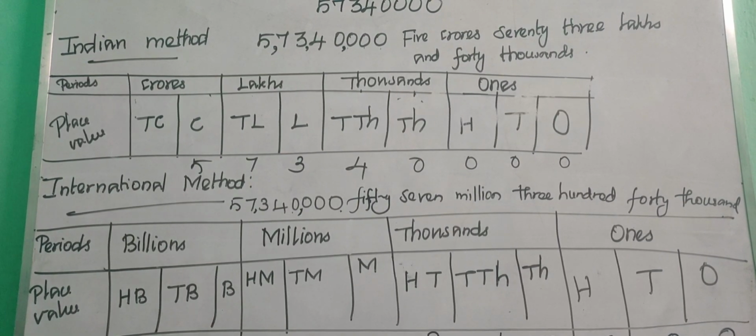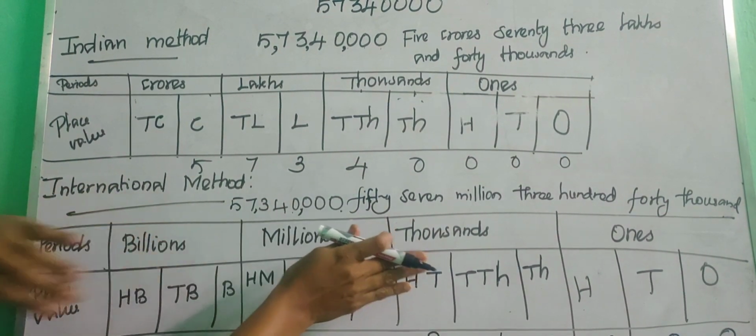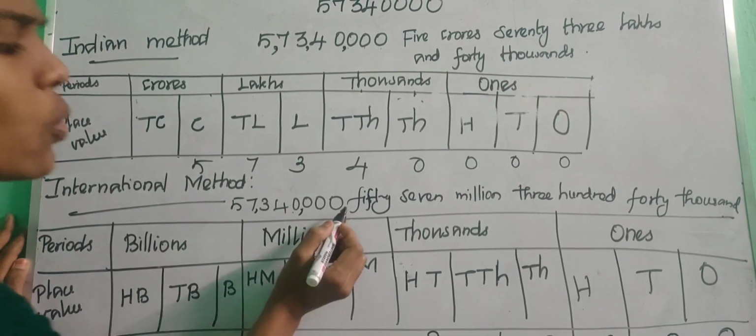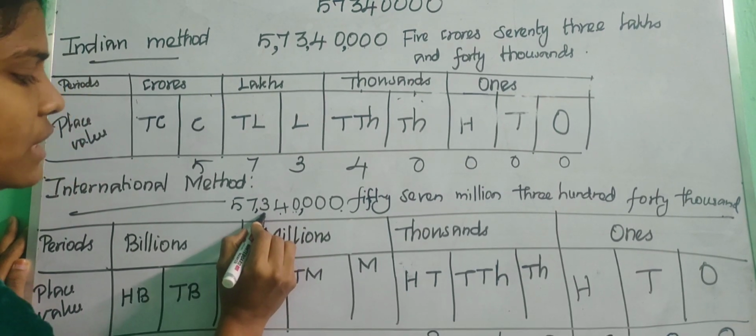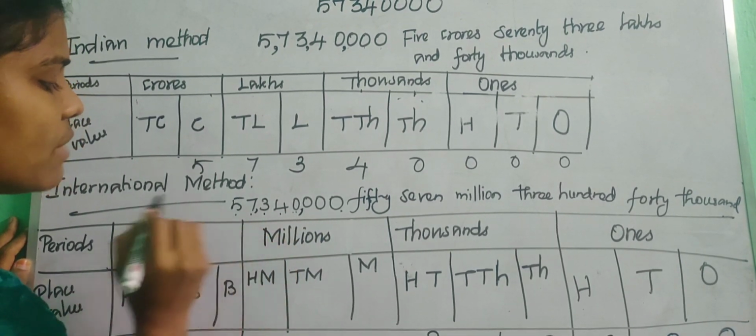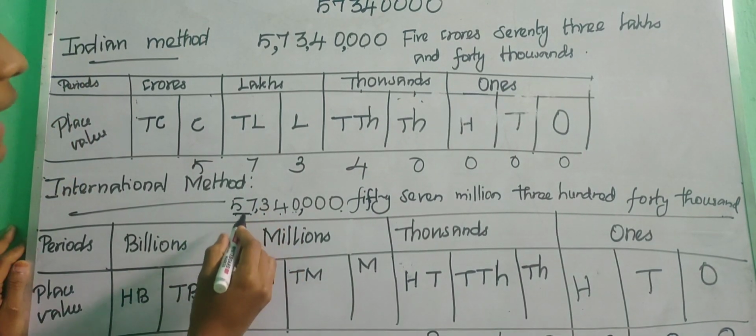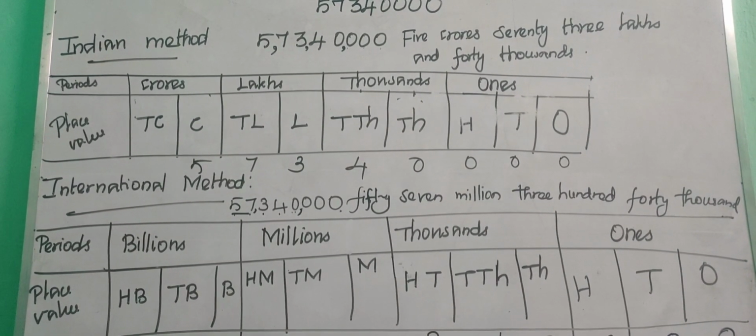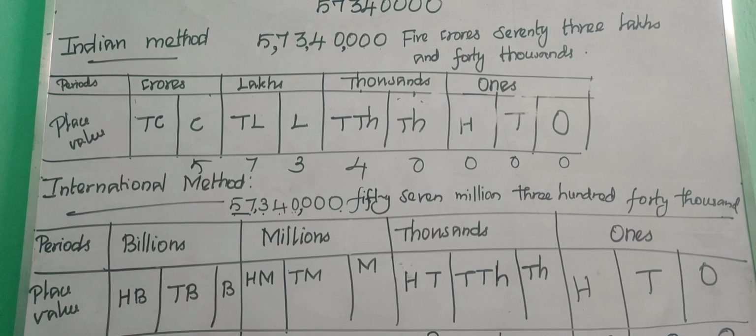So just read this number. If we need to find it without this place value chart, in the international method, how will we note the number? Ones, tens, hundreds, 1,000, 10,000, 100,000, and then million, 10 million. So we can find that it is 57 million, 340,000, okay children. Likewise, you need to check the numbers. After inserting the comma, you need to recall this place value chart in your mind, okay children.